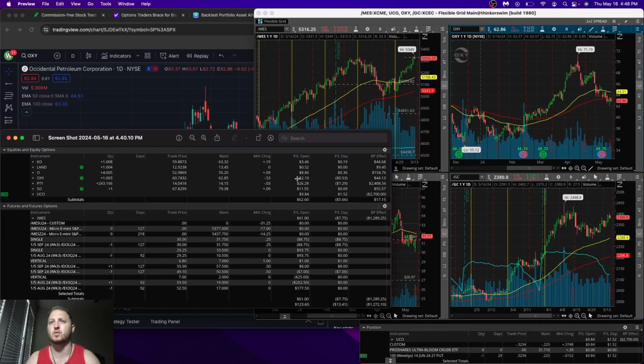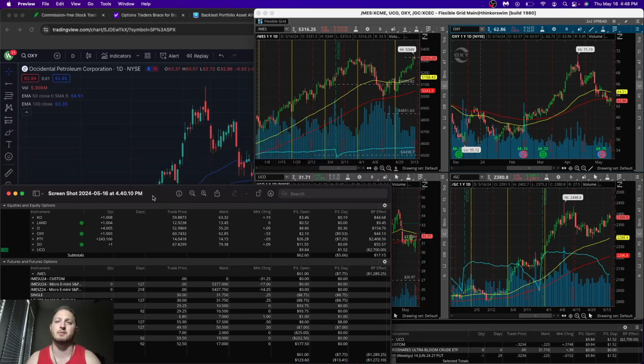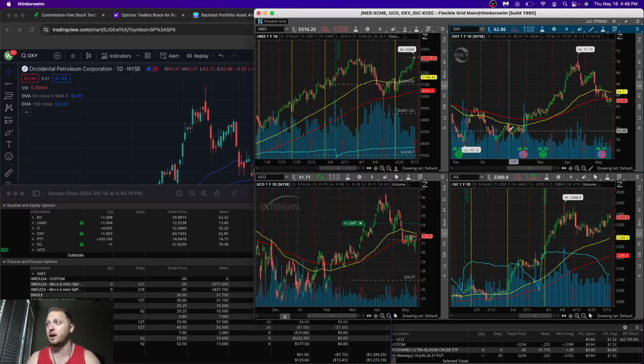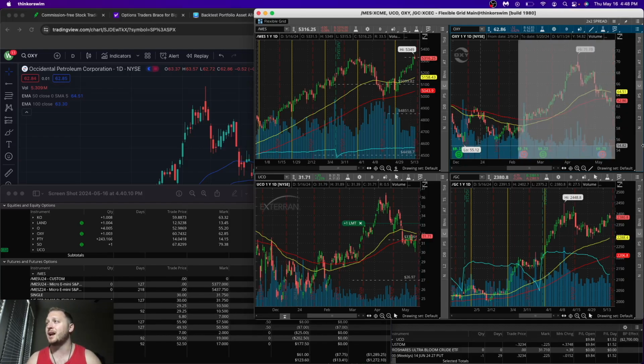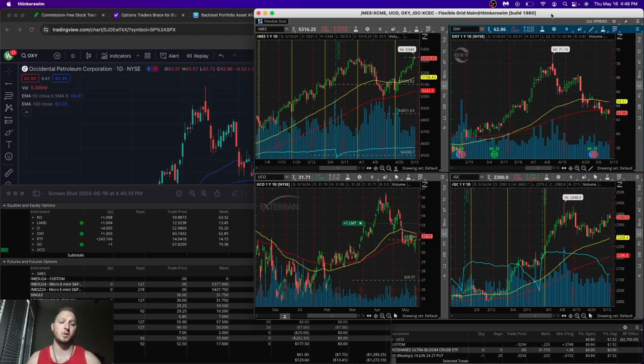But we are up on this one, and I believe it's like up 10% over the past, but I was up like 15%, but it's come back down. I bought it down in here at around 60. I think it was like 60 actually. So this one is coming back down. I'm going to add to this position more than likely with the premiums that we have collected.